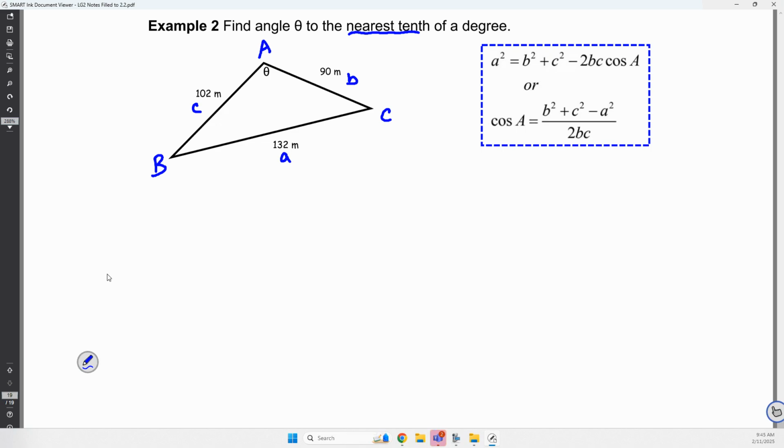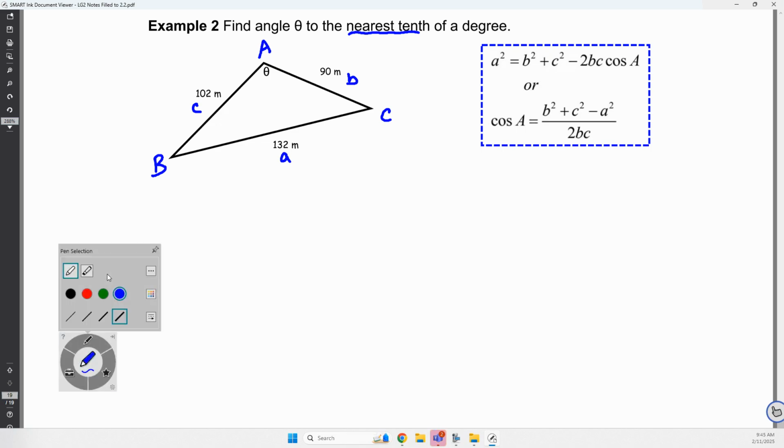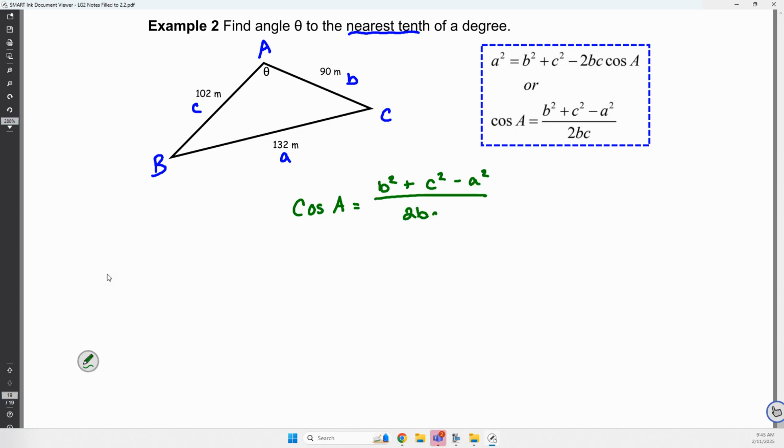Okay, now in this case, all we do again is fill out that formula. So cosine A is equal to b squared plus c squared minus a squared over 2bc. That means this is going to be equal to 90 squared plus 102 squared minus 132 squared over 2 times b, so 90, times c, 102. This gives us 0.058, and that's what cosine A is equal to.